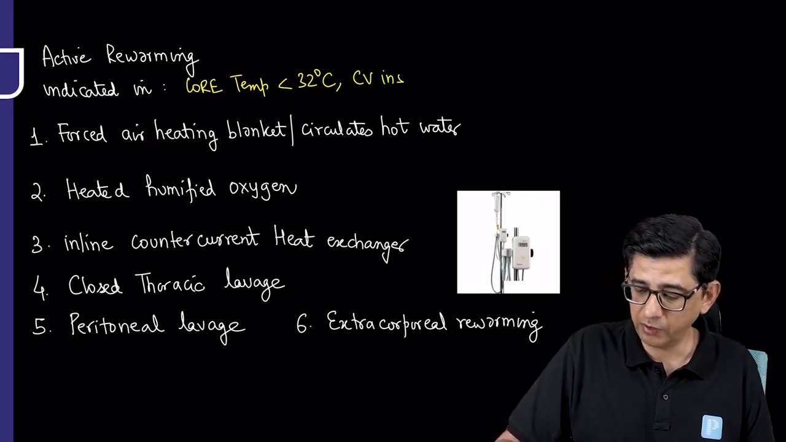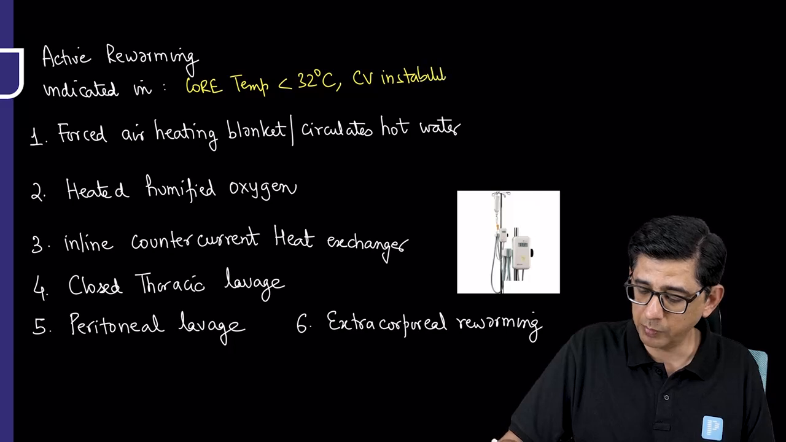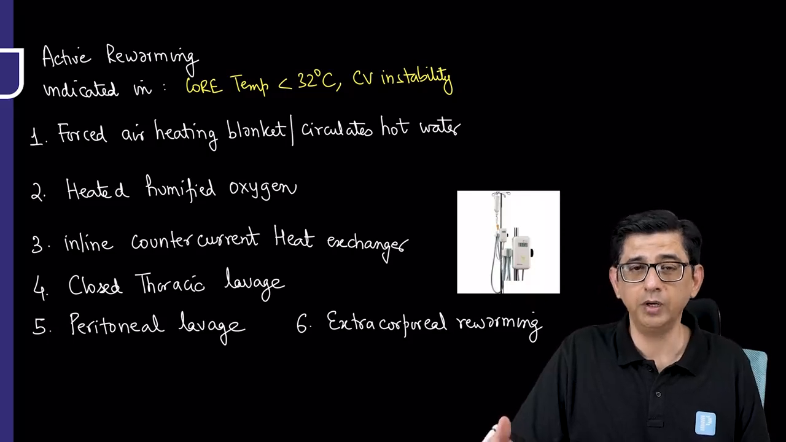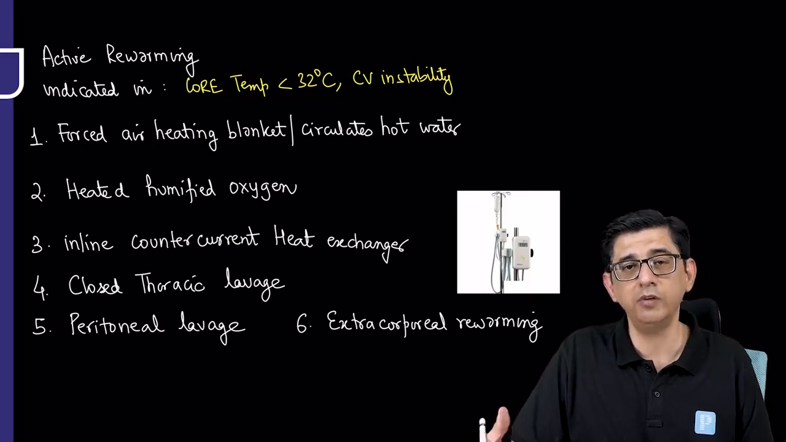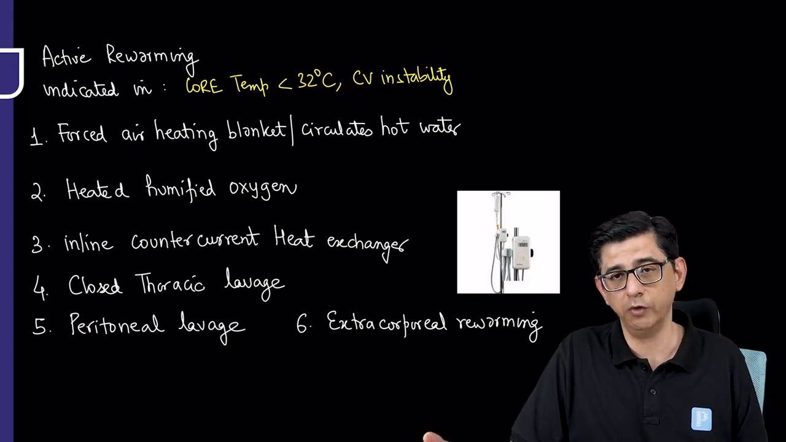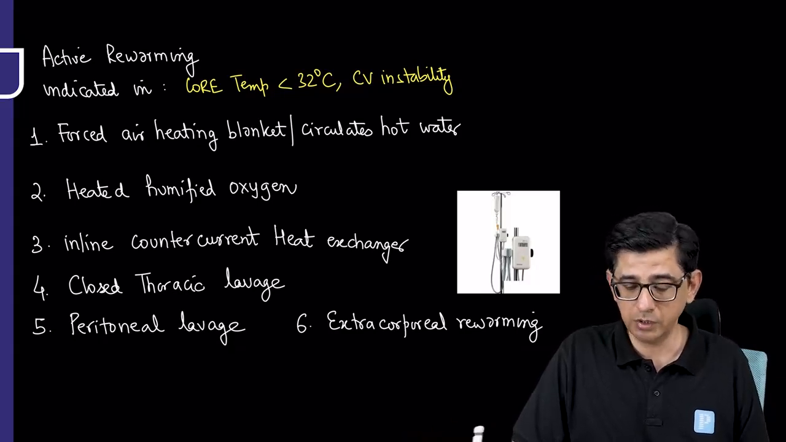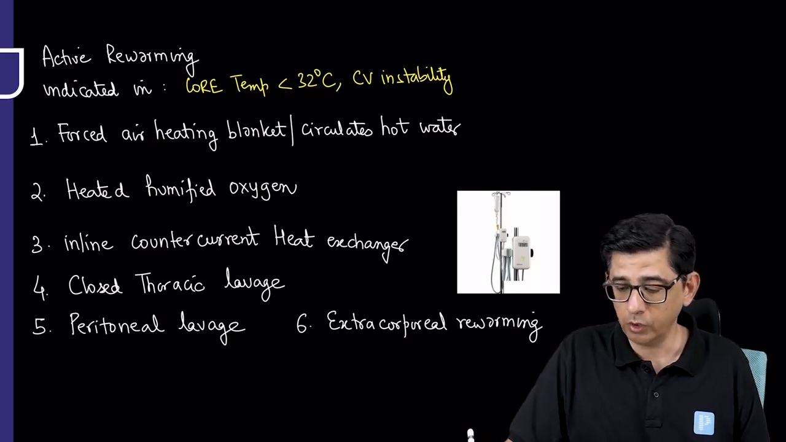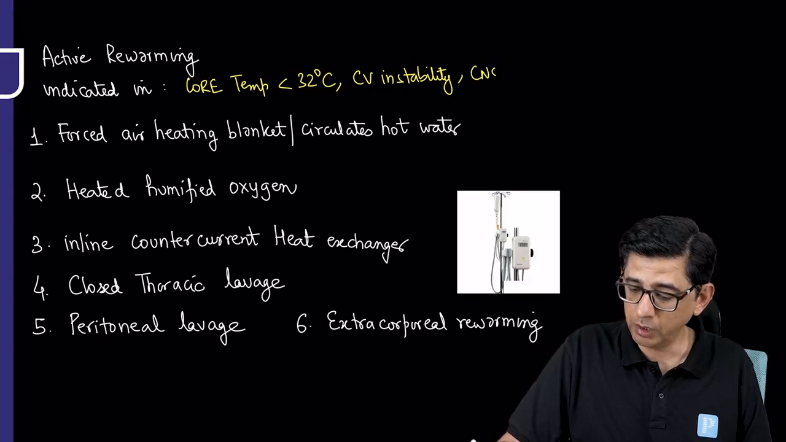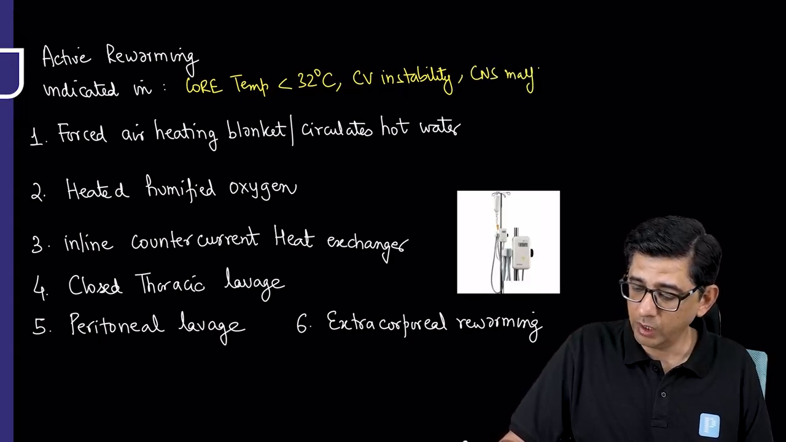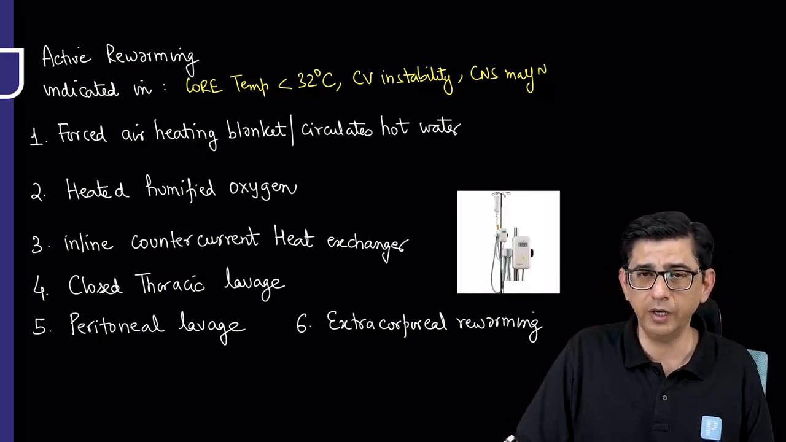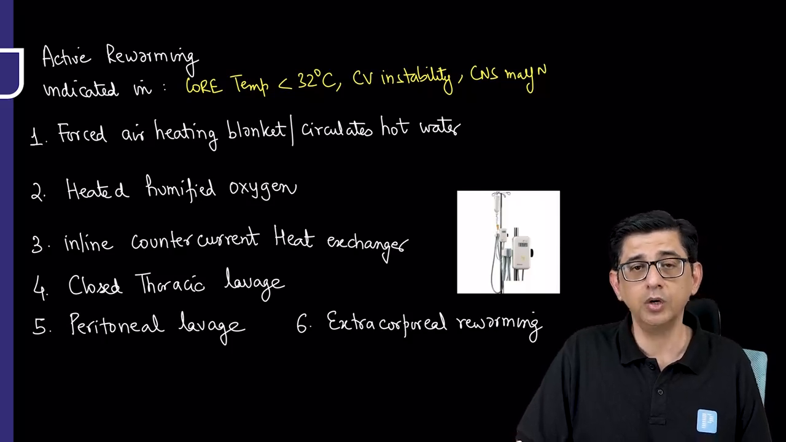Apart from this, as I said, if the BP begins to crash, if the pulses are not palpable, most of the time at this point, ventricular fibrillation would have initiated. That is why I'm saying the word cardiovascular instability. So the first DC shock would be given, but then how are we going to increase the body temperature? We're going to increase the body temperature by doing the following. One approach is using a forced air heating blanket or a blanket that uses circulating hot water.